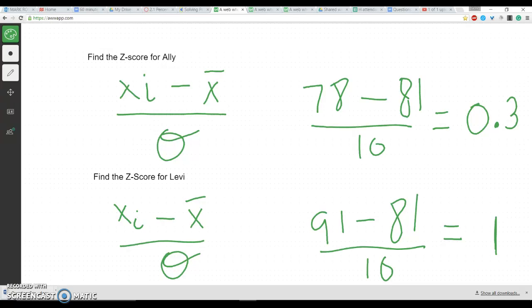This calculation, because it's your point minus your mean, divided by your standard deviation, tells you how many standard deviations it is away from the mean. So this is 0.3 standard deviations away from the mean, and this point is 1 standard deviation above the mean. And so we're going to work with and see today what that really means. So try to answer the questions on that last sheet for the standard deviation section.